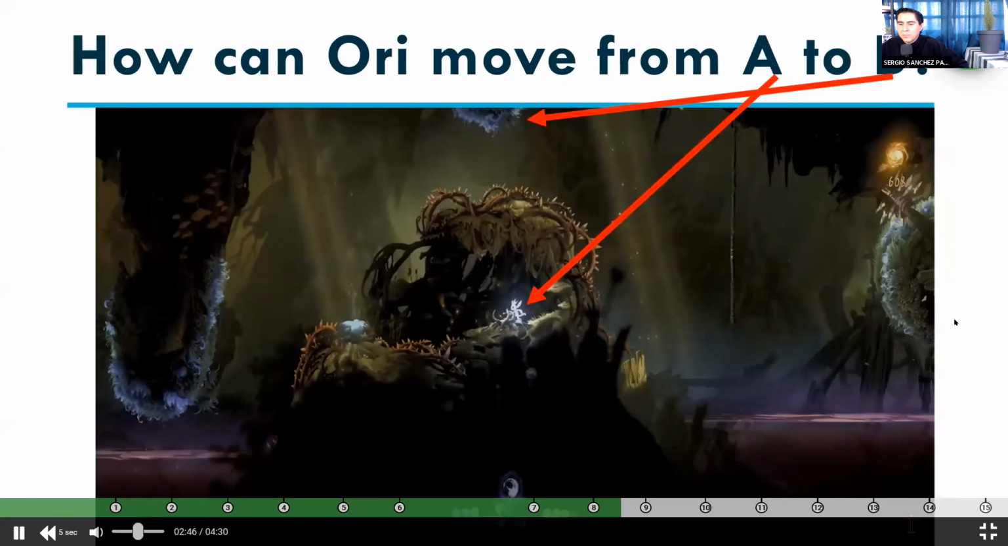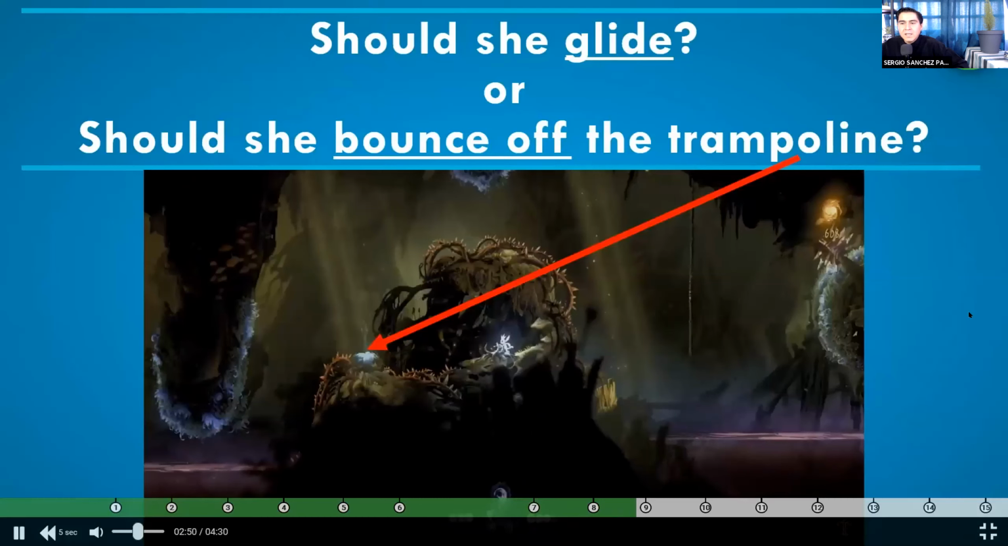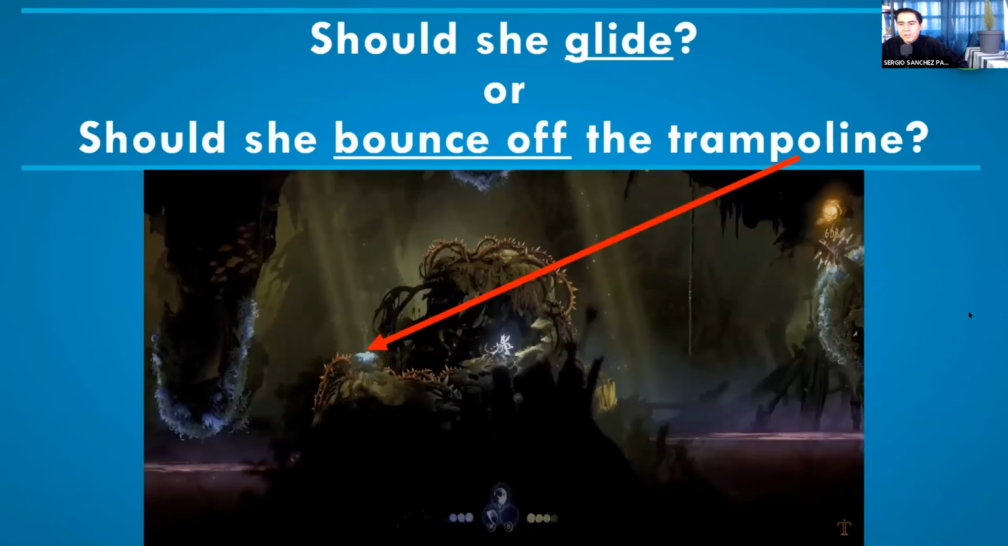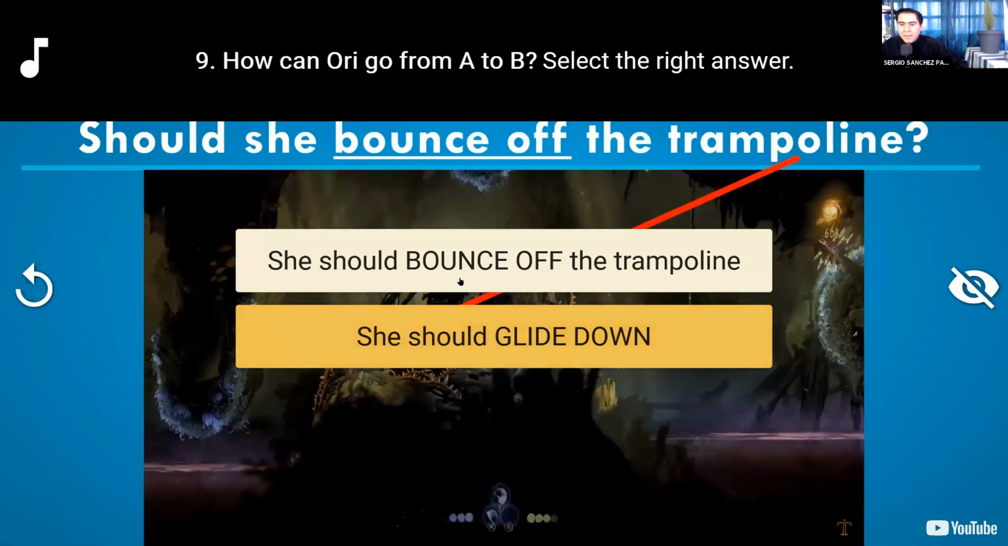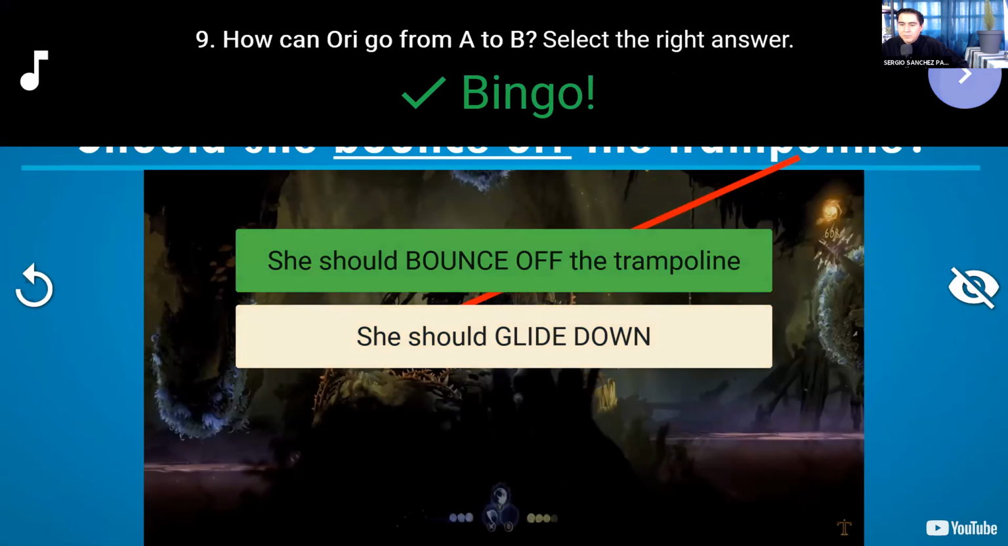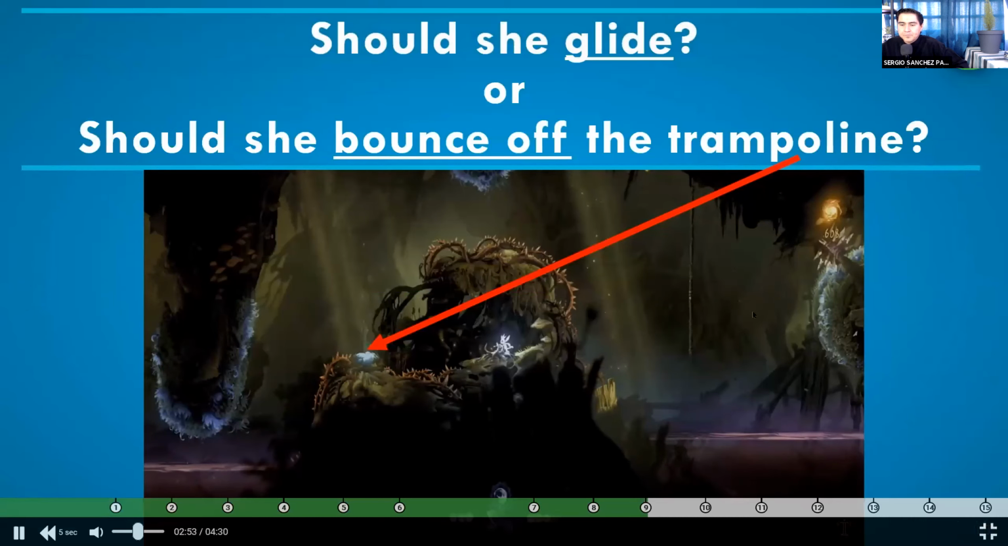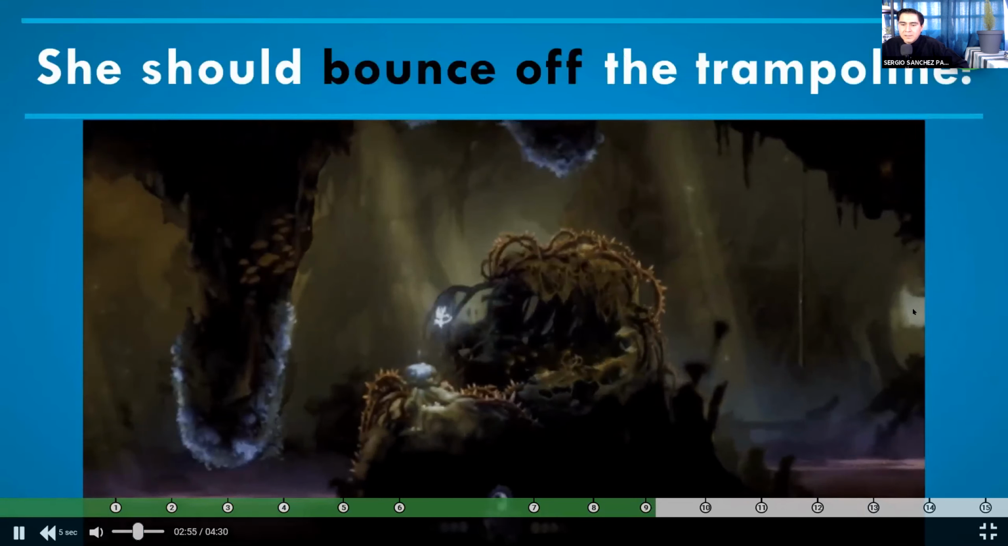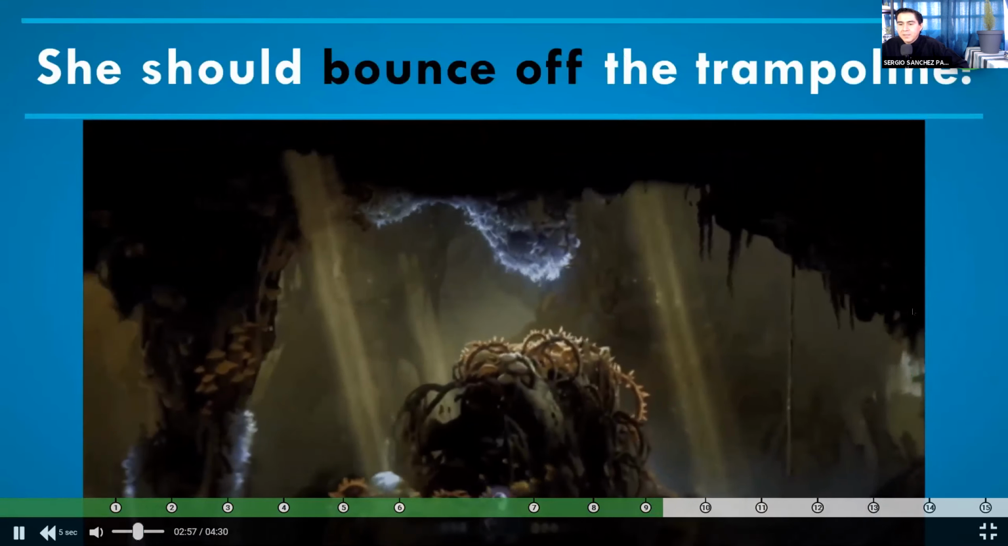Next, how can I remove from A to B? Very similar to the one that we just looked at. Should she glide or should she bounce off the trampoline? And of course, the answer is bounce off. She should bounce off the trampoline. That's what we're going to look at in a moment, right there.